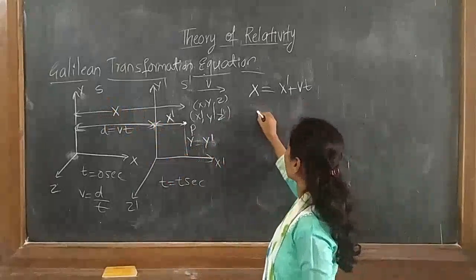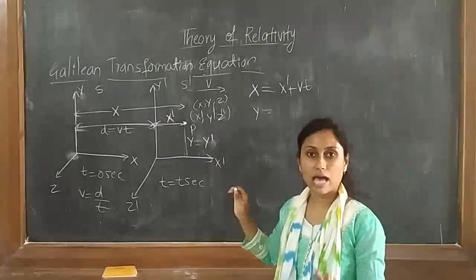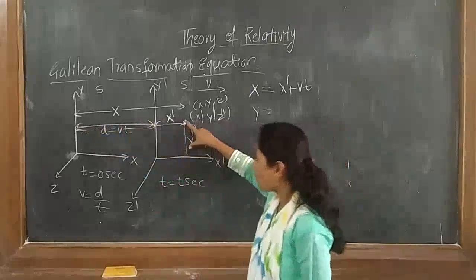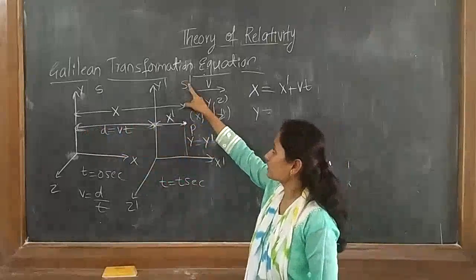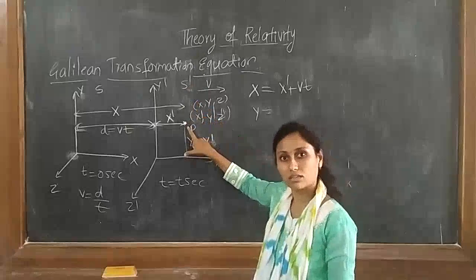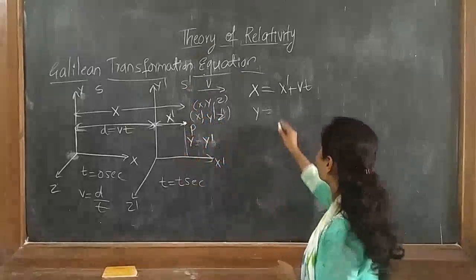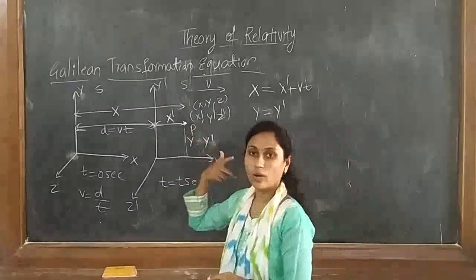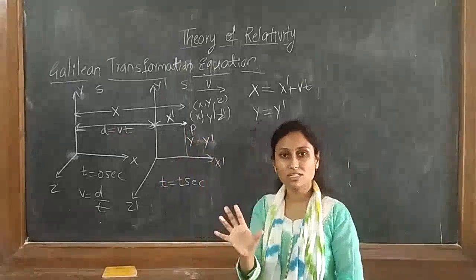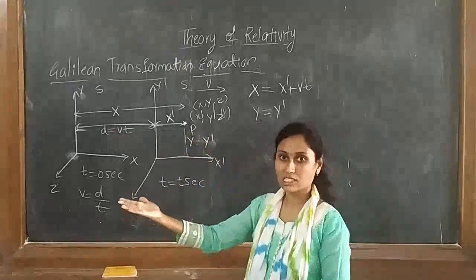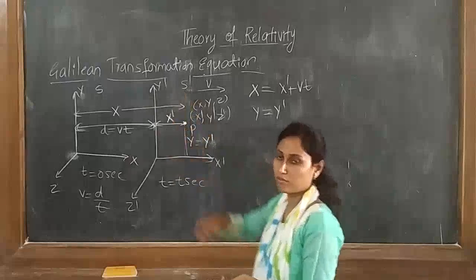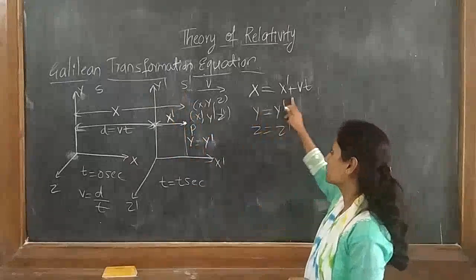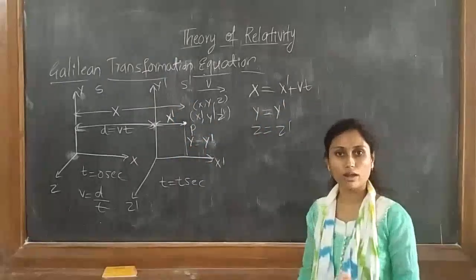Now coming to y. Are any changes happening along the y-axis? No changes. Means according to the S frame, whatever distance there is, according to the S dash frame it is the same distance along the y-axis. That's why we are taking y is equal to y dash. And next, along the z-axis, no changes along the z-axis. The same distance is there along the z-axis in the S dash frame also. So we are taking z is equal to z dash, isn't it?